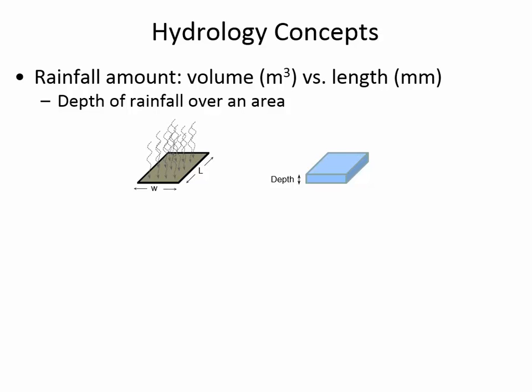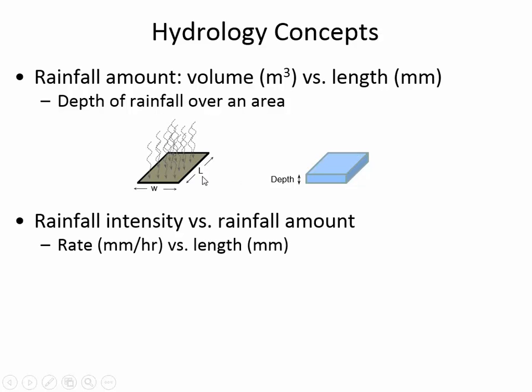And the thing to keep in mind is that whenever it rains, it's not raining onto a point, it's raining over an area. And so if you know the dimensions of the area, if you know its width and length, then you can calculate that area. And so the rainfall depth that falls over an area turns into a volume.